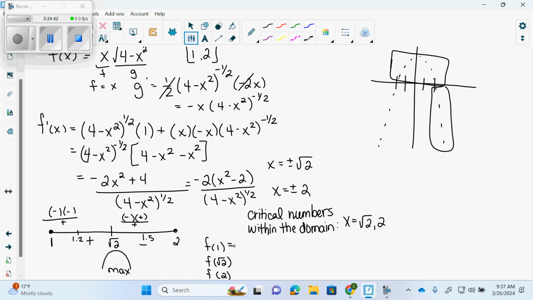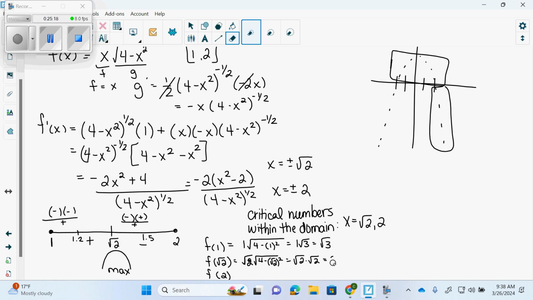So I plug in 1 and I get 1 times square root of 4 minus 1 squared. So I get 1 times root 3, so it's just root 3. Then root 2, I'm going to get root 2 times the square root of 4 minus root 2 squared. Root 2 squared is 2, 4 minus 2 is 2. So it's going to be root 2 times root 2, which is 2. And then this one is going to be 2.